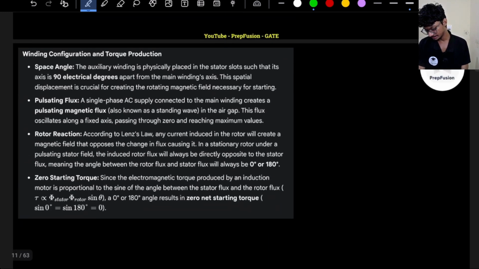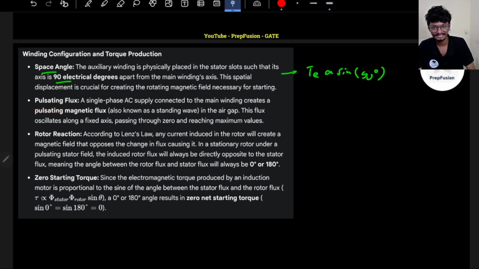So generally the space angle between the auxiliary and main winding, we try to keep it at 90 degrees to get maximum torque, right? As I mentioned, torque is proportional to sine of the angle. So if sine 90 is there, torque will be maximum, correct? The flux that we get is a pulsating flux, which we have already discussed, if I provide a single phase AC supply.